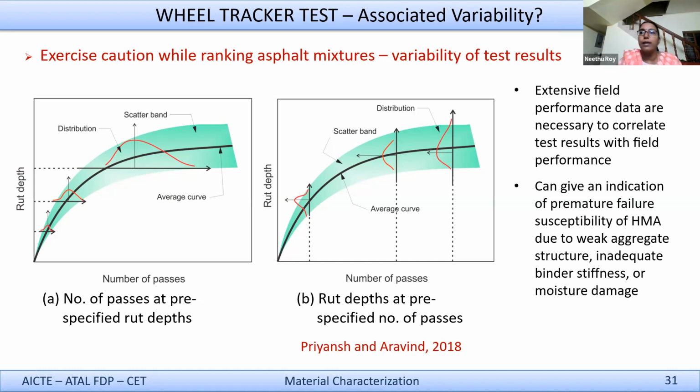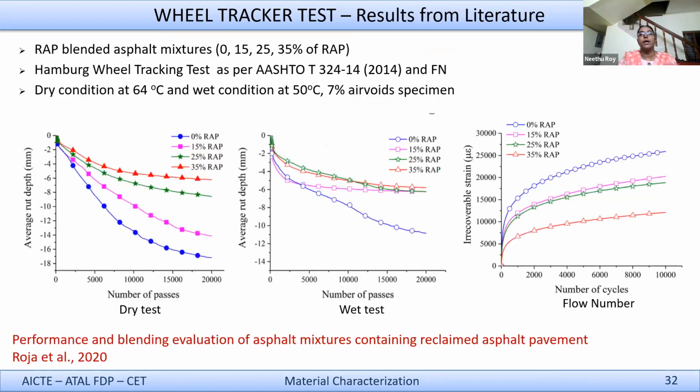Or a ranking procedure. Basically, if you have like 10 different mixes and you just want to know which one will perform better in terms of rutting, you can go for a wheel tracker kind of test.